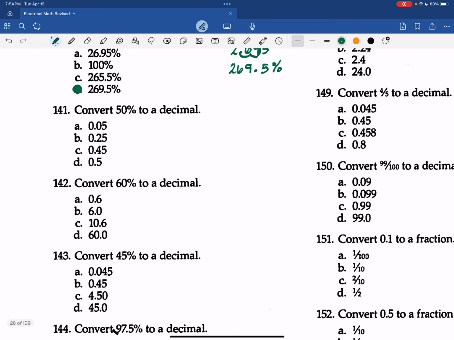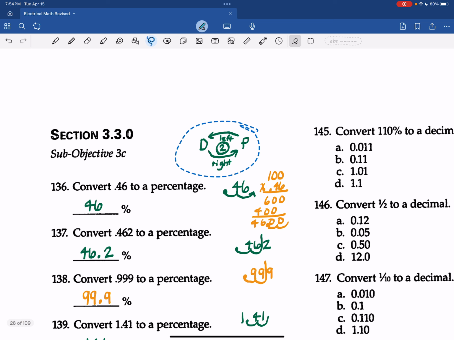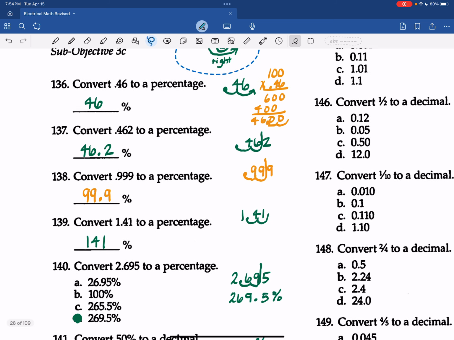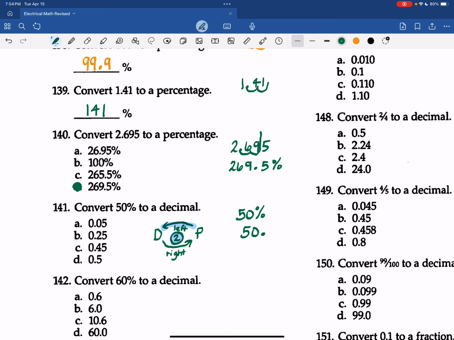Convert 50% to a decimal. So now we're going from P to D. We're going back the other way. Let me bring this down here. Some people have no problem with this at all, and some people have trouble remembering the direction. If you're going from percent back to decimal, you're following this route, and you're doing 2 of them. So you take your percent sign away, put a decimal there, and then go back 2 places and put your decimal again. So you've got 0.50.